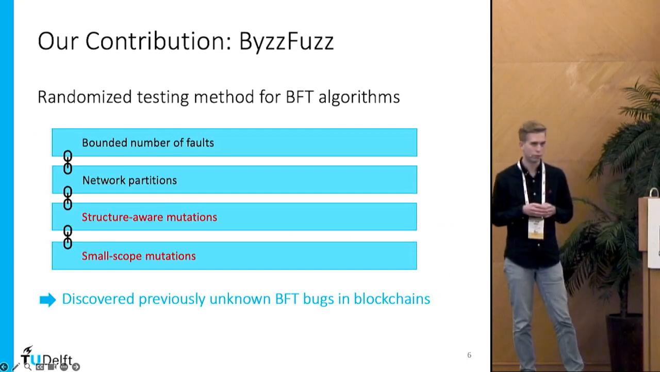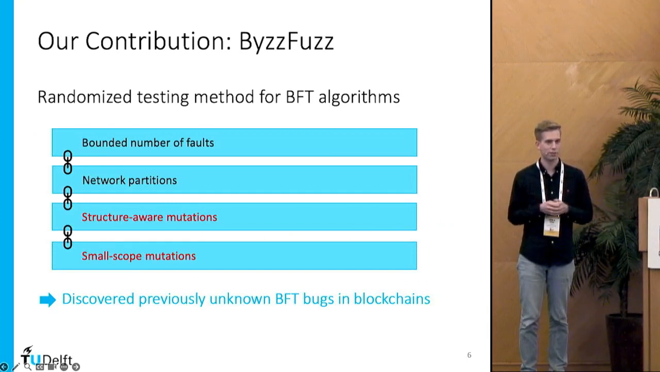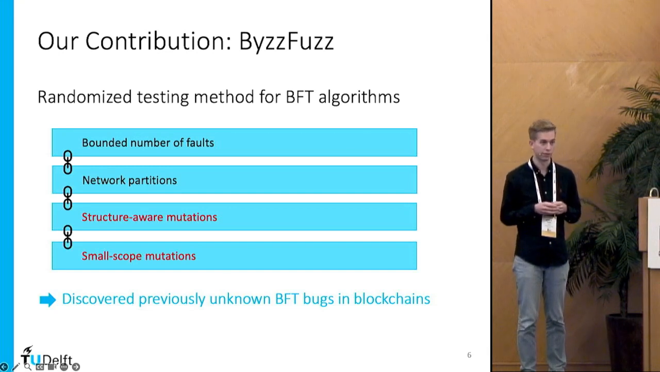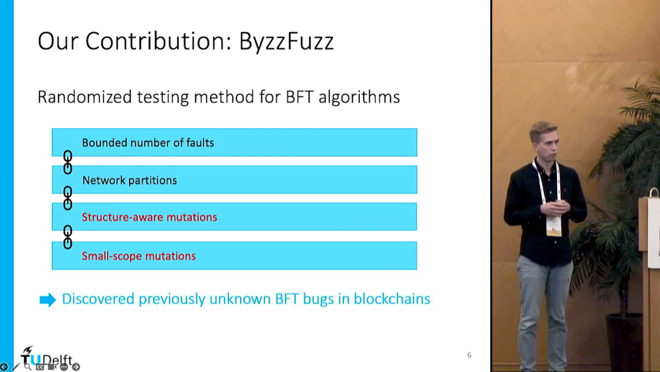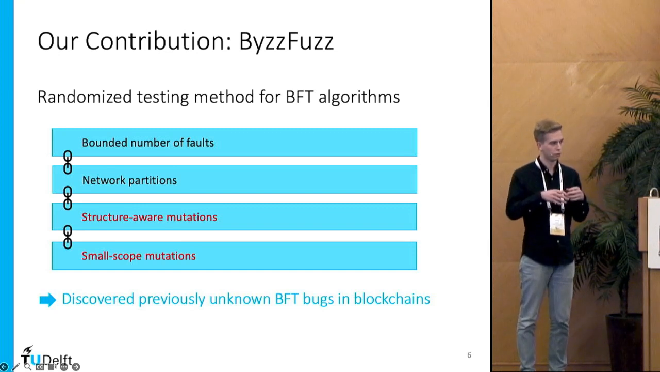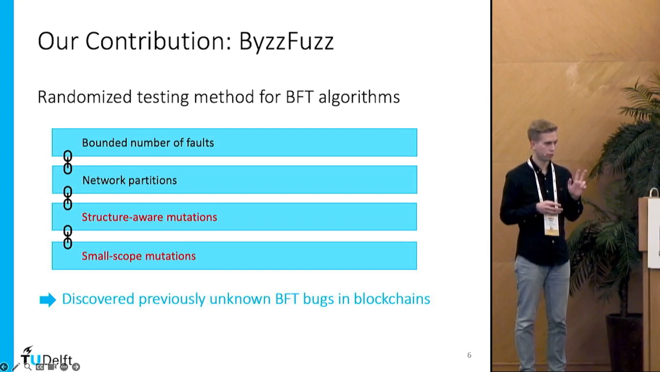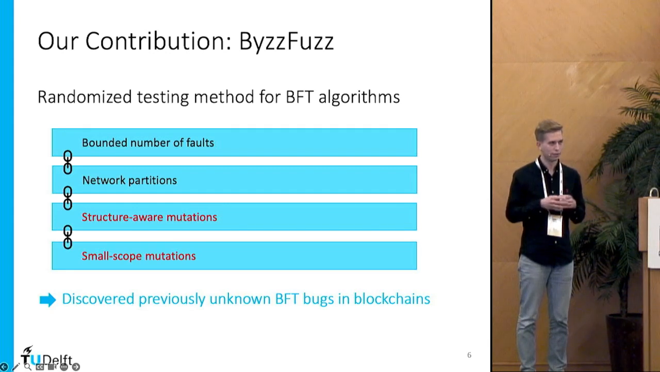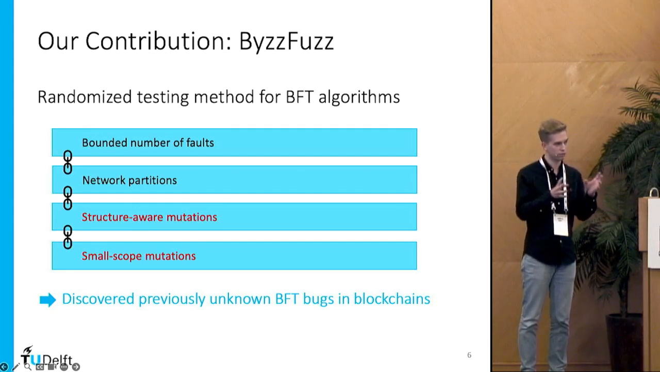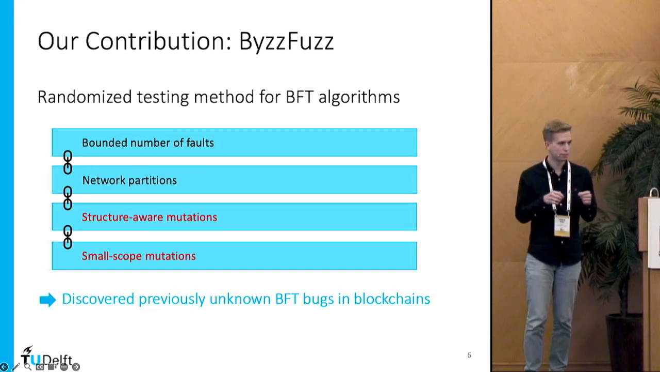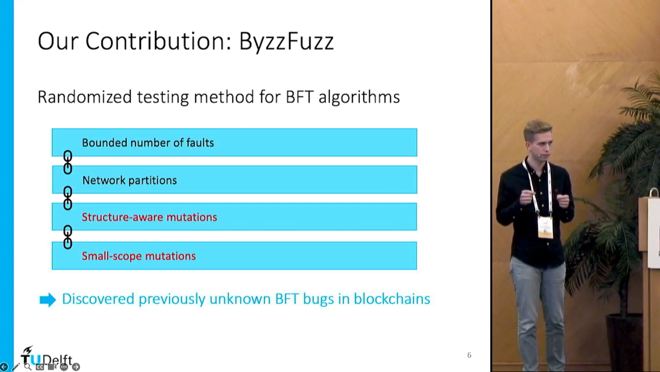Our response to this goal is ByzzFuzz, a randomized testing method for BFT algorithms. It relies on 4 key insights. The first is that we bound the number of faults that we inject into the system in order to ensure that it continues to make progress. Secondly, we simulate network partitions, as these have been shown in the past to expose some of the bugs. Third, we use structure-aware mutations. This is inspired by the input generation from traditional fuzzing, and it means that we preserve the general structure of the message in order to make it remain correct.